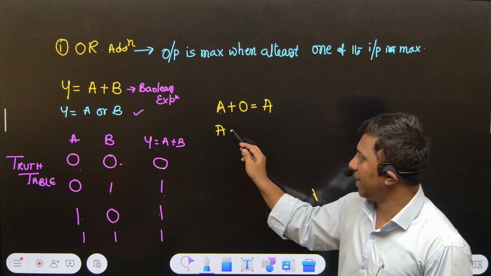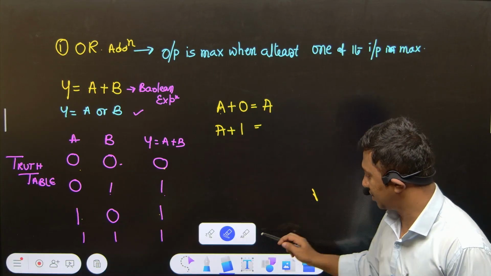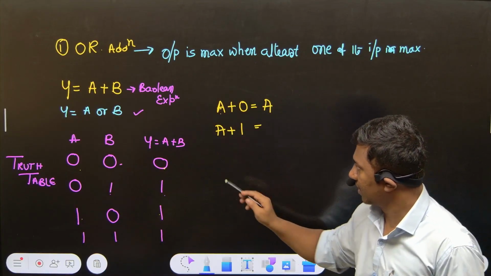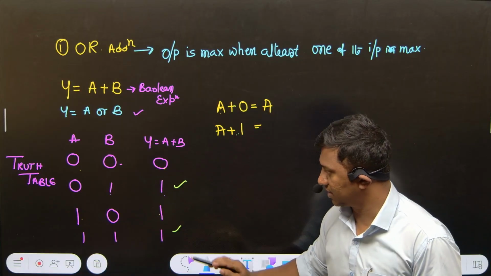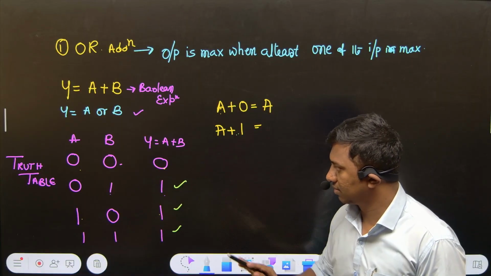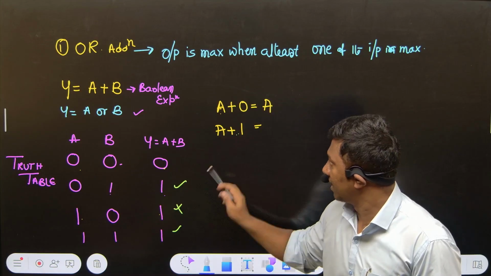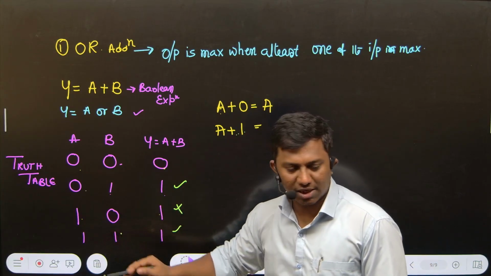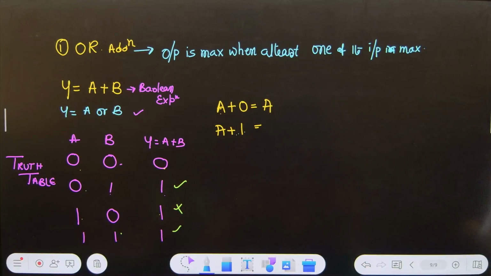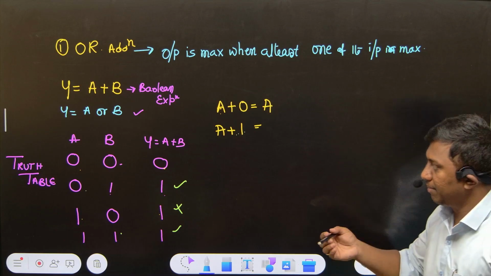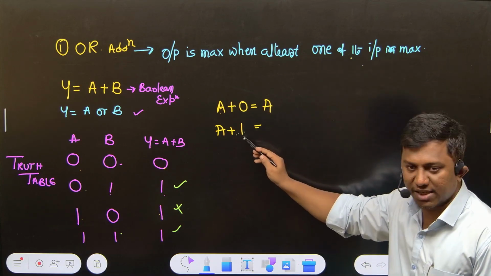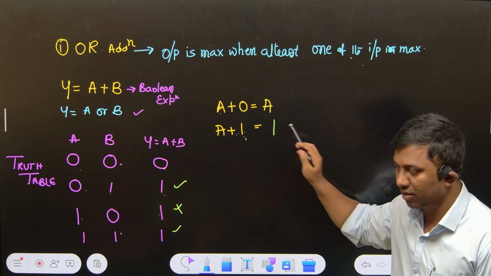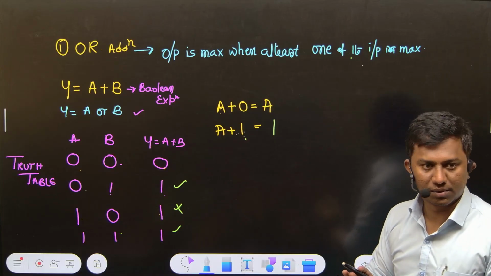Now let us take A plus 1. What is the answer? B is already 1. Does it depend upon A now? No, because any one being maximum is enough. B is already maximum. Whether you put A equal to 0 or A equal to 1, what will the answer be? 1 only. Correct or not?